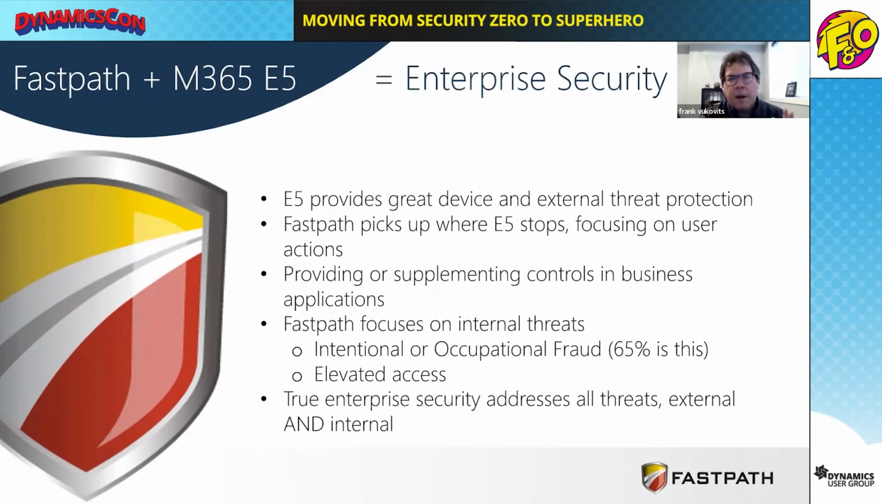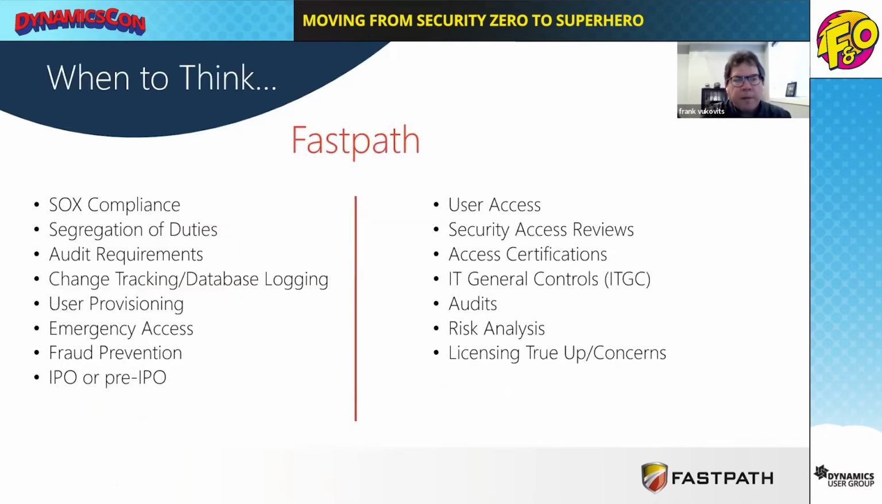We like to talk about enterprise security at FastPath. Be a superhero. Keep the external threats out and minimize your internal threats. We're going to address those internal threats. The Microsoft 365 V5 SKUs provide great external security protection, but to have true enterprise security, you need to combine us with that to have inside and outside threats mitigated from a big picture perspective.